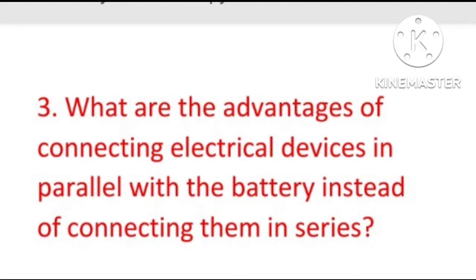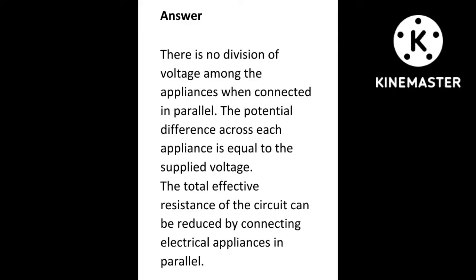The question is, what are the advantages of connecting electrical devices in parallel with the battery instead of connecting them in series? Here we have to write down the advantages of parallel connection. In the case of a parallel combination of resistors, the voltage is constant. That is why we will get the same potential difference across each appliance. So we are using the parallel connection in the case of household connections and all.